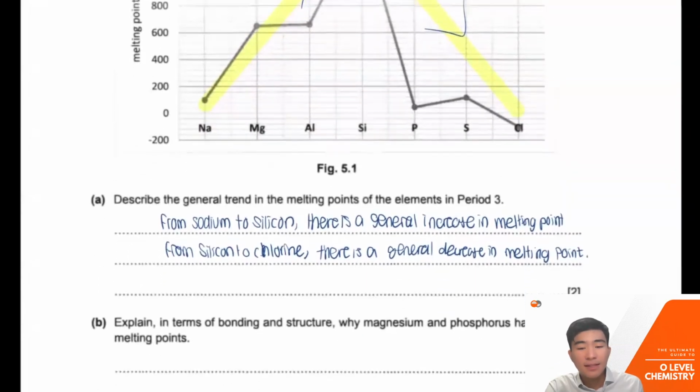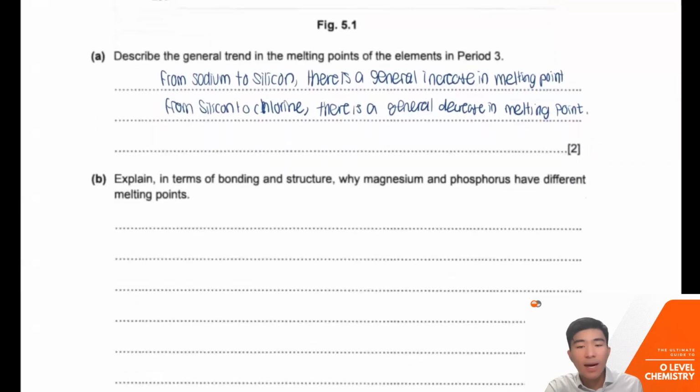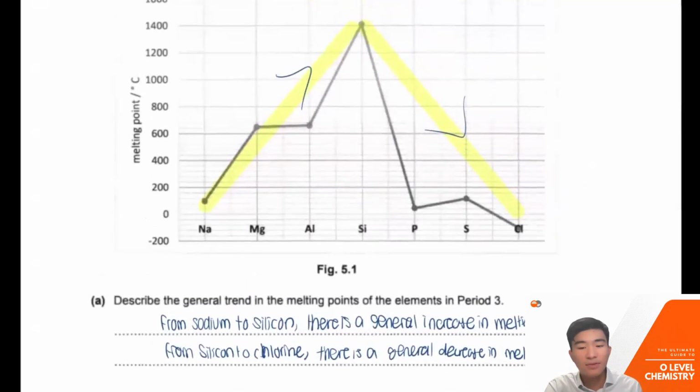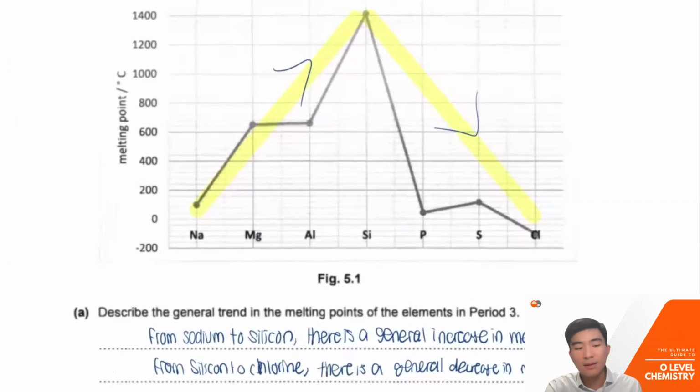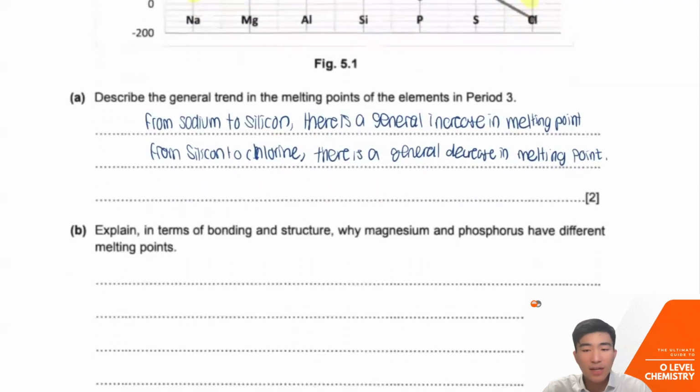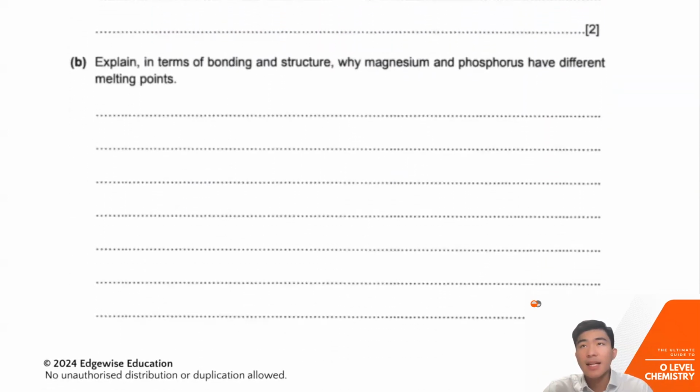Okay, with that, part B: in terms of bonding and structure, why do magnesium and phosphorus have different melting points? Try to write out an answer for this part B. Explain in terms of bonding and structure. When we're talking about structure and bonding, we are looking at magnesium and phosphorus. Can anybody inside the chat tell me, magnesium is what kind of structure? We have the four structures just now, the four acronyms.